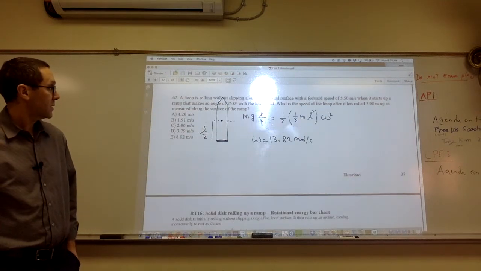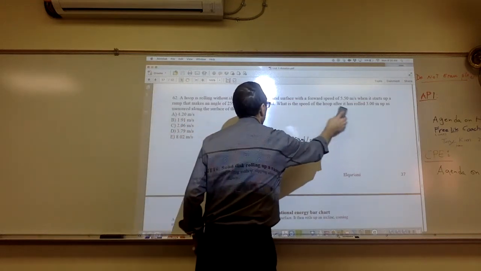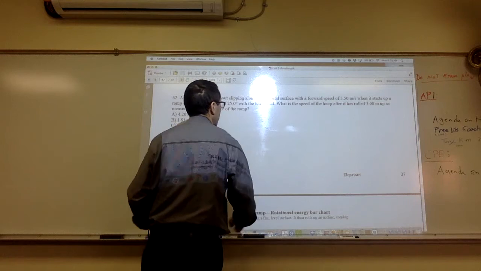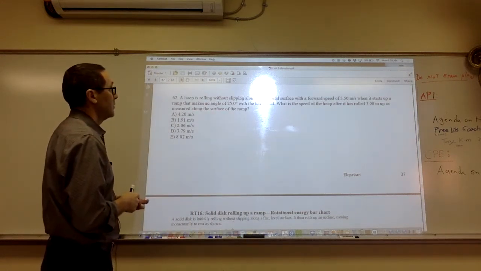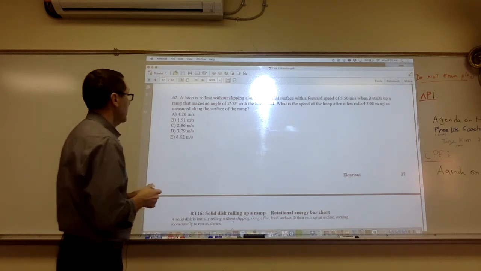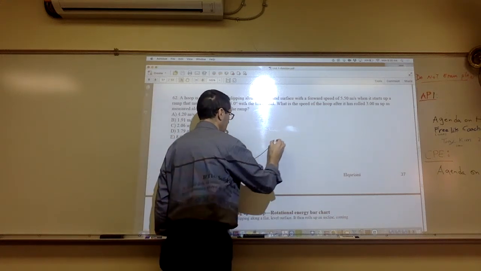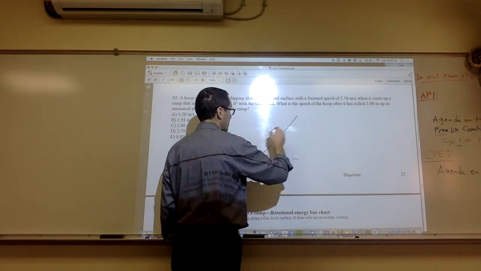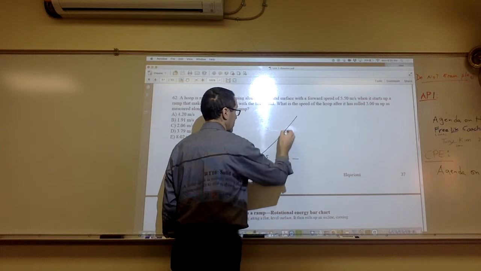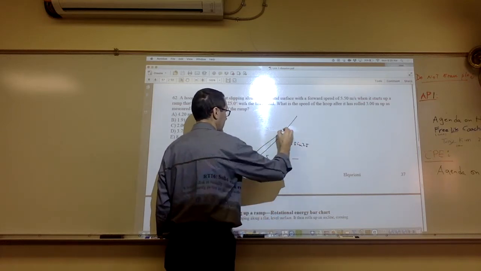Okay. So let's look at number 62. A hoop is rolling without slipping along a horizontal surface with a forward speed of 5.5 meters per second, when it starts up a ramp that makes an angle of 25 degrees. What is the speed after it has rolled 3 meters up? Now, the 3 meters is not the highest point. So it goes up 3 meters. So now we don't care about the 3 meters. We just care about that height. So that's 3 sine of 25.